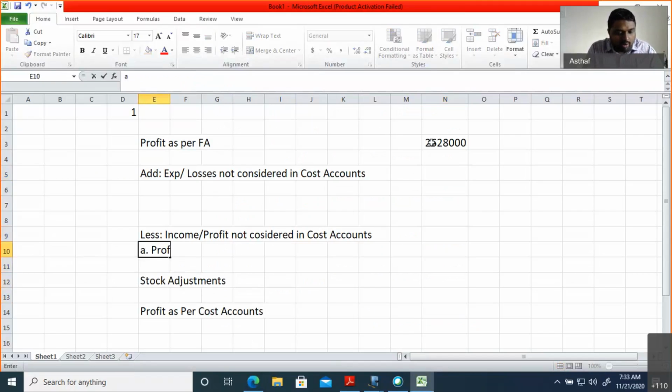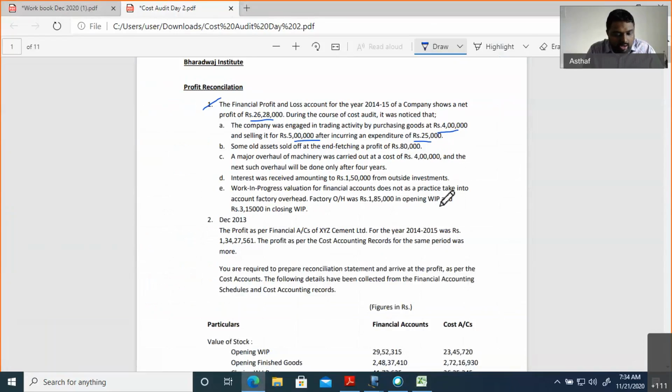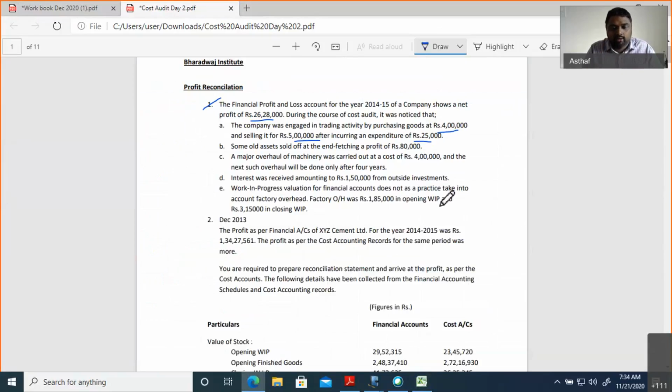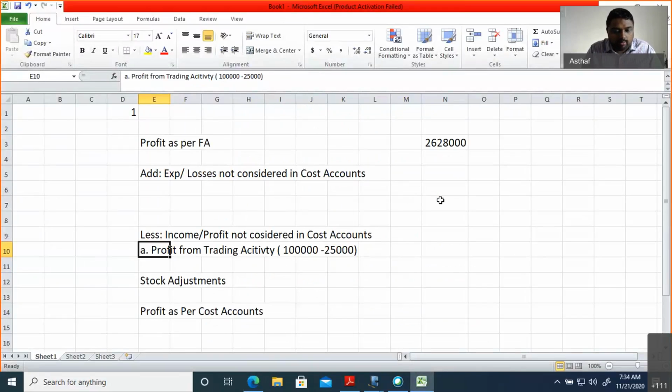So whatever the profit, we have to reduce it. Already we have discussed the concept. So profit from trading activity. How will we identify the amount? It is 1 lakh profit you are getting, and for that you are incurring an expense of 25,000. So that means the profit we have to reduce is 75,000.